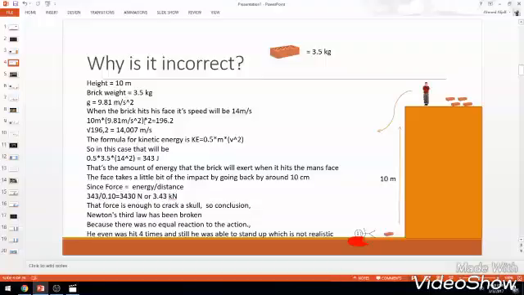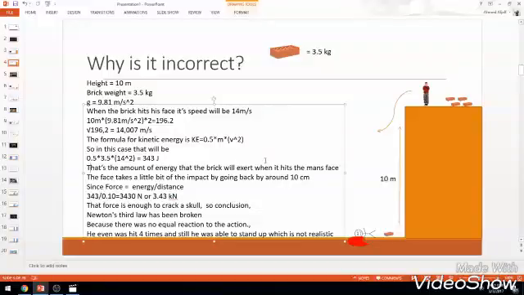Well, the formula for kinetic energy is 0.5 times mass times velocity squared. So in this case, that will be 0.5 times 3.5 times 14 squared, which is 343 joules. The 3.5 is the mass of the brick and 14 is the speed of the brick when it hits his face. So this is the energy that the brick has before it hits his face, which is equal to 343 newton meters, because that's what a joule is. That's the amount of energy that the brick will exert when it hits the man's face.